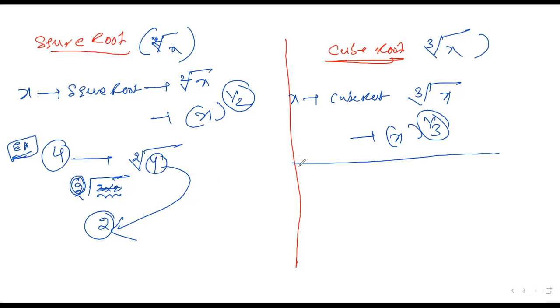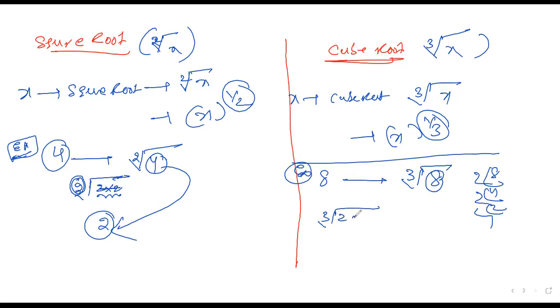Similarly, find the cube root of 8. Take the factorization of 8: 2 twos are 4, 2 twos are 4, and 2 ones are 2. So the cube root of 8 can be written as 2 into 2 into 2. Here you have to take groups of 3. If three equal numbers are there, take out one 2. So the cube root of 8 is 2.